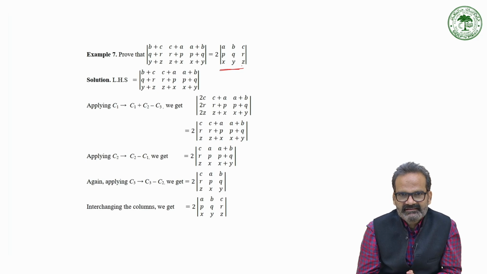See, the first, second and third columns, all three columns are the sum of two numbers. First column B plus C, Q plus R, Y plus Z. Second column C plus A, R plus P, Z plus X. Third column is A plus B, P plus Q and X plus Y. So, all three columns are in fact the sum of two numbers.